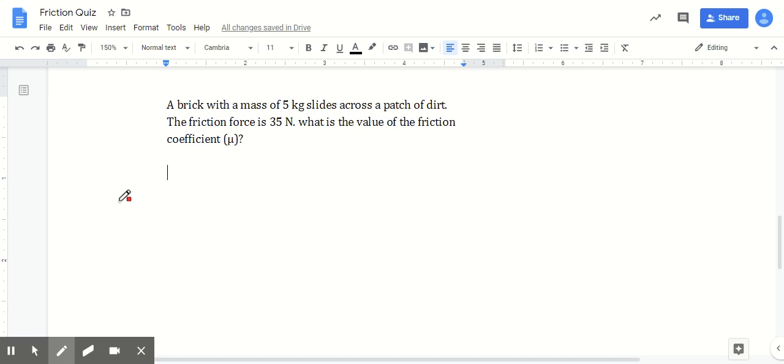So we had a question about how to do these friction type problems and probably the equations and how to work things through. So I'm just going to walk you guys through a similar problem to what's on the quiz.